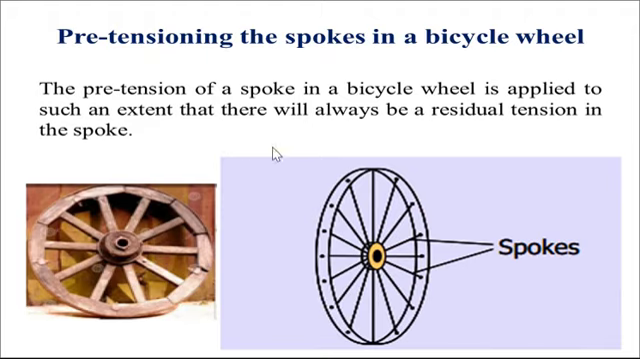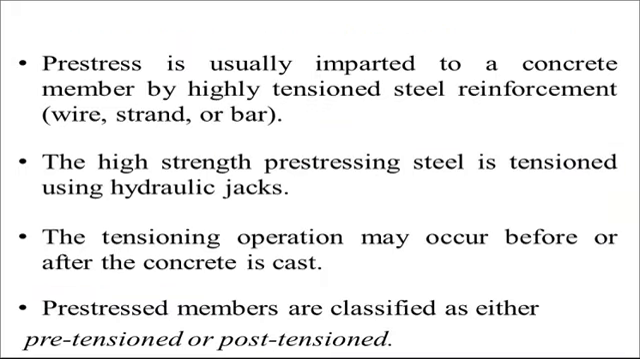Here it is observed that pretension of the spoke in a bike wheel is applied to such an extent that there will always be a residual tension in the spoke, and that's why it is not easily bent. That's why this is the simple concept of prestressing in the olden days.